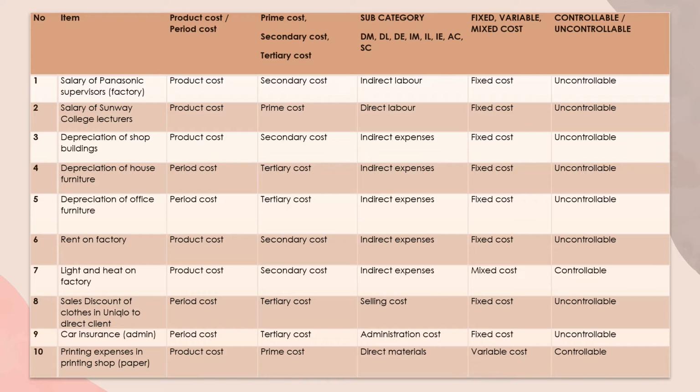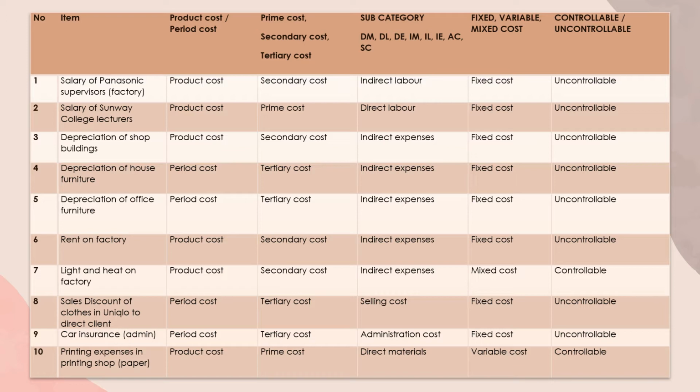7. Light and heat on factory, product cost, secondary cost, indirect expenses, mixed costs, and uncontrollable. 8. Sales discount of clothes in Uniqlo to direct client, period cost, tertiary cost, selling cost, fixed cost and uncontrollable. 9. Car insurance for admin, period cost, tertiary cost, administration cost, fixed cost, uncontrollable.